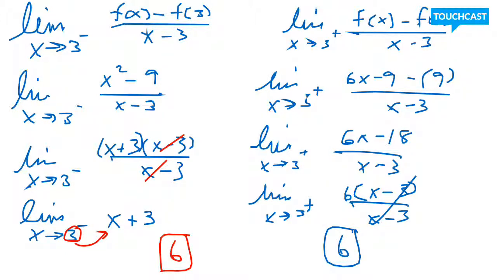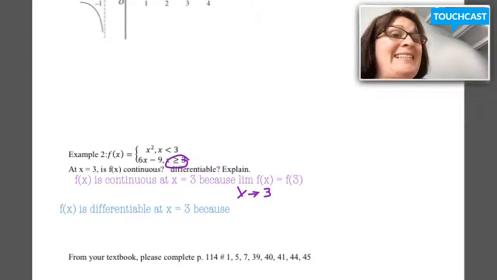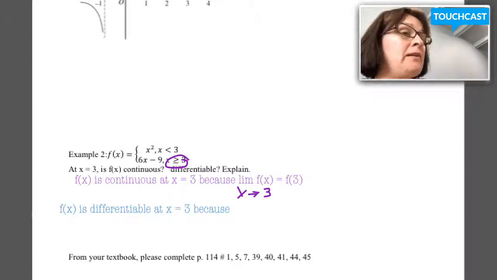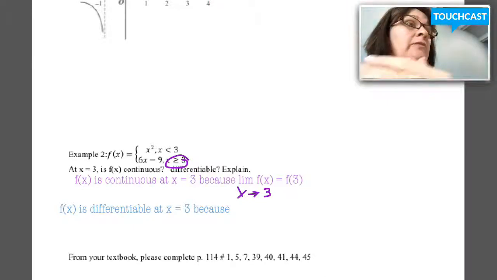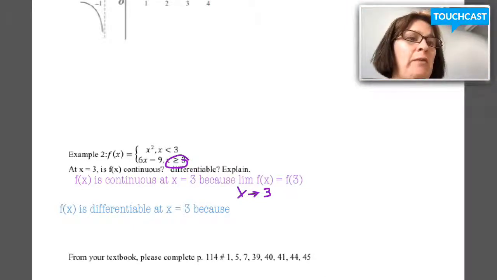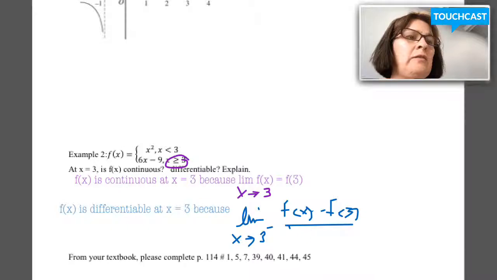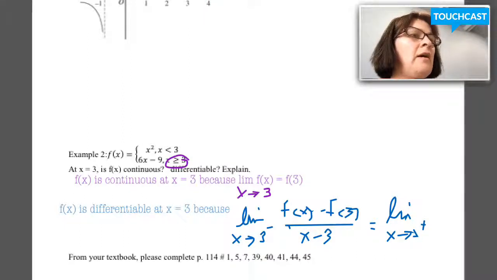So I'll go back to the other slide for my write-up. I would say that f of x is differentiable at x equals 3 because, essentially, the derivative from the left equaled the derivative from the right. So my write-up is because the limit as x approached 3 from the left of f of x minus f of 3 over x minus 3 was equal to the limit as x approached 3 from the right of f of x minus f of 3 over x minus 3.